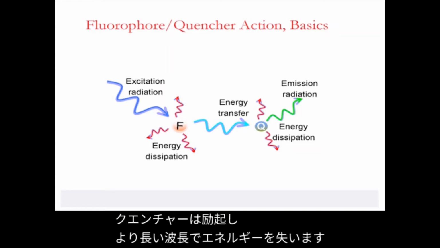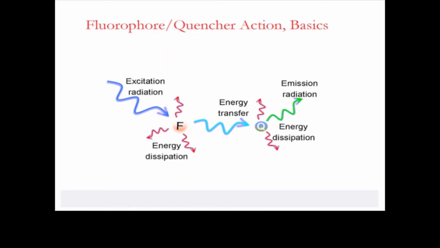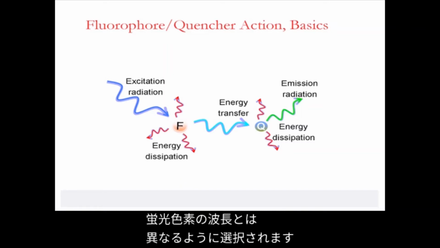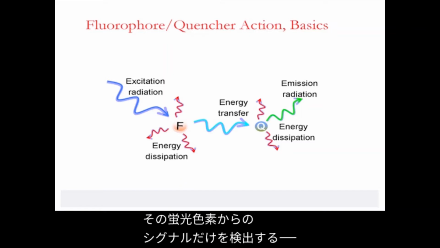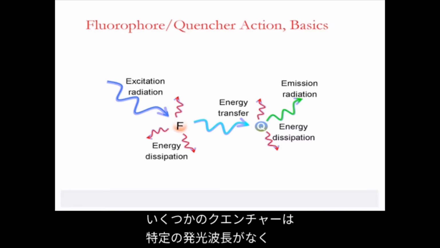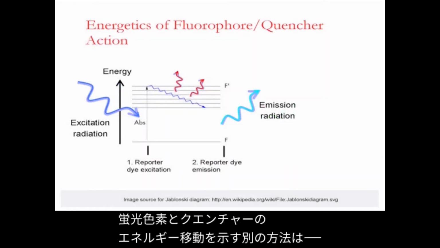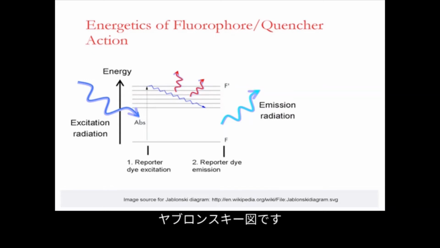The quencher then in turn gets excited, loses energy at longer wavelength, and potentially also releases remaining energy at another characteristic wavelength. However, the characteristic emission wavelength of the quencher is selected to be sufficiently different from the characteristic emission wavelength of the fluorophore dye, so that detection aimed at the fluorophore dye emission wavelength will only detect signal from the fluorophore dye. Some efficient quenchers have no particular emission wavelength, but dissipate all energy through heat transfer or similar processes.